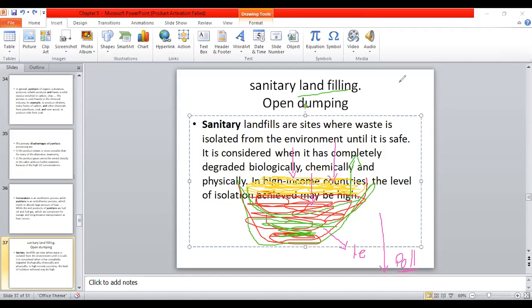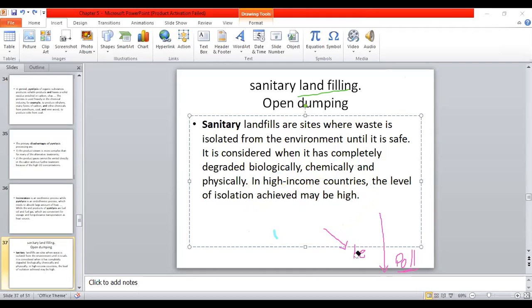So later on, this technology was developed properly, and that technology is nothing but the secure sanitary landfilling, or sometimes it can be said as the secured landfilling. So that was the background about the sanitary landfilling.